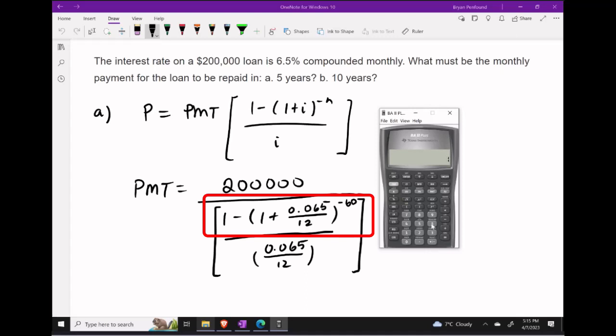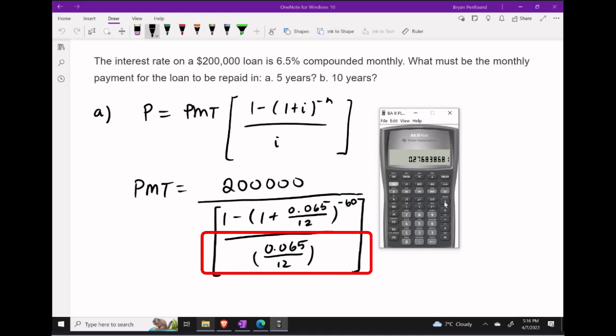So I'm going to start with my 1 minus, open bracket, 1 plus 0.065 over 12. Close that bracket and let's raise that to the power of negative 60. Let's go ahead and hit the equal sign here, and then we need to divide by I. So open bracket, 0.065 over 12. Close that bracket, and let's go ahead and hit the equal sign one more time.